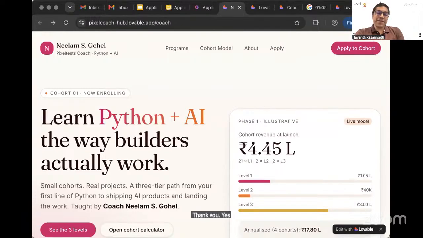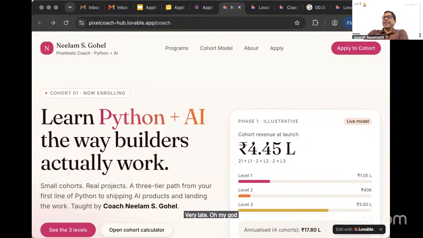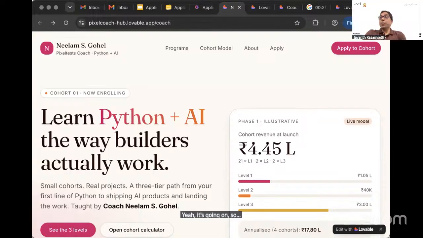And why invest in IITM Pravartak Gold right now, not later? Sir, it's time to learn AI and implement it in daily life. I'm a teacher, so I can give it to society in terms of education. But why now? You have a PhD, you have other things going on, so why invest now? It's the right time to learn and implement. It's very late actually. But how will you manage, Neelam Goyal? Yes, sir. I'll talk to you personally. Okay, think about it. I'll talk to you personally.